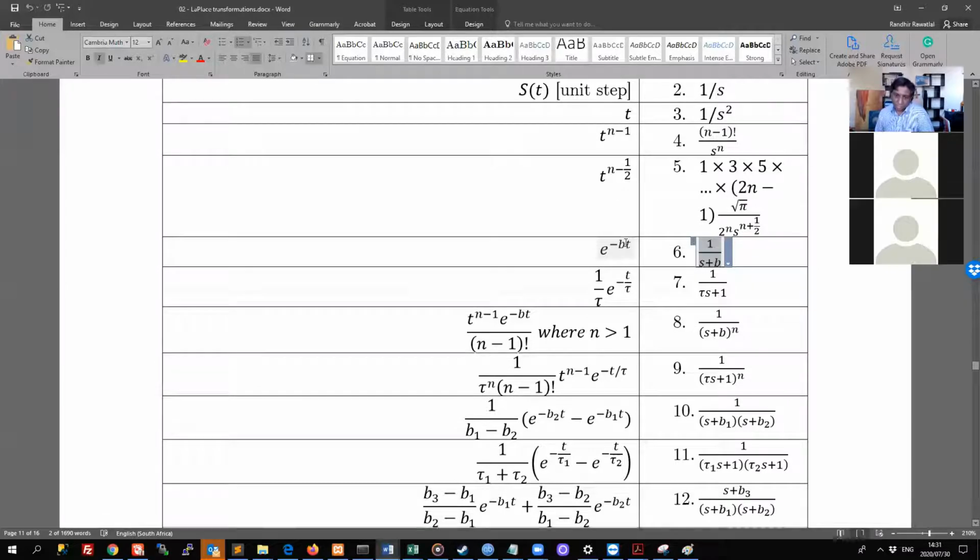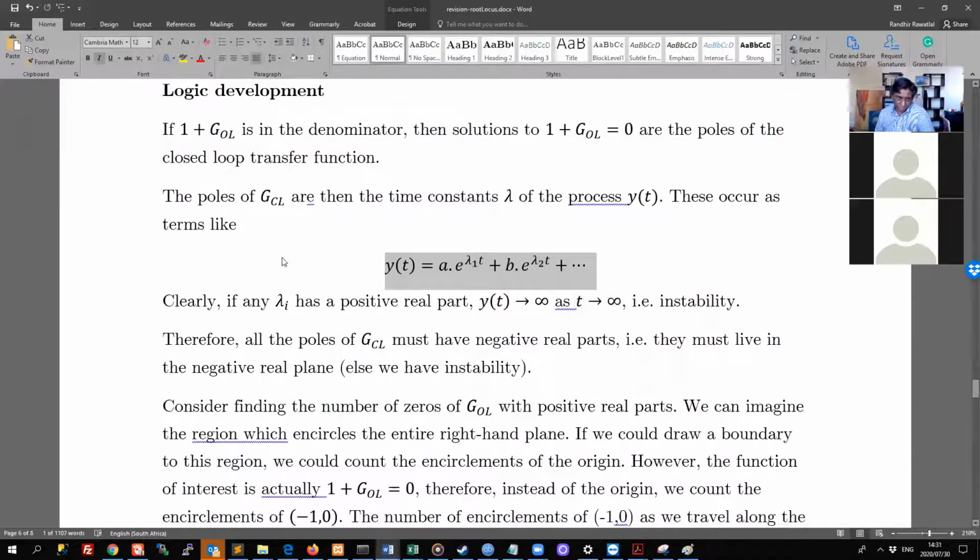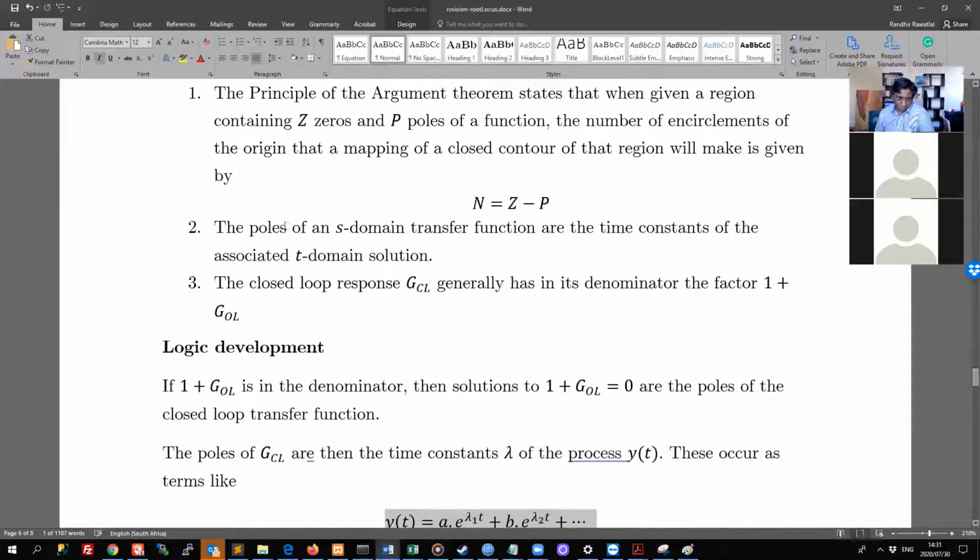So that's the second important principle: the poles of your S domain are the time constants of your T domain. Any questions or comments on that point?